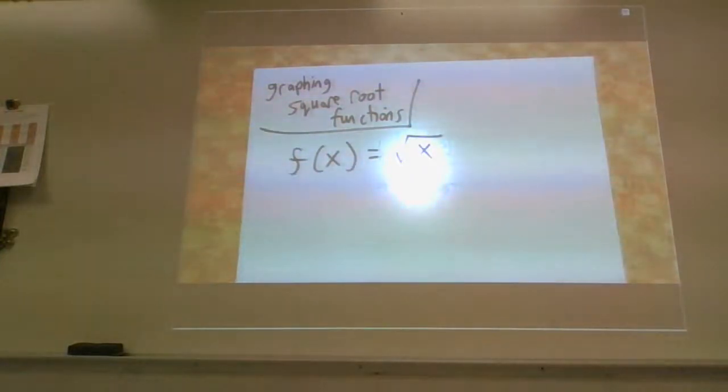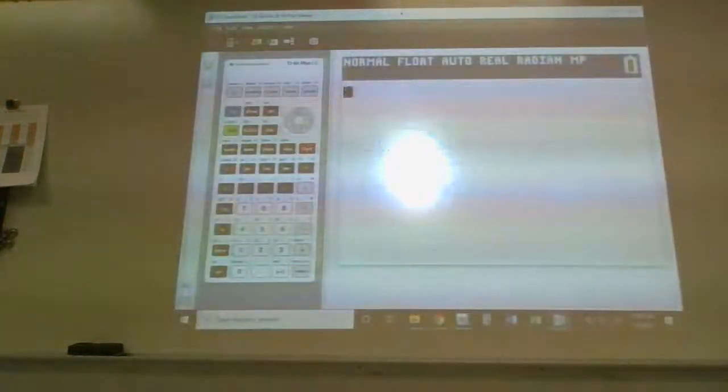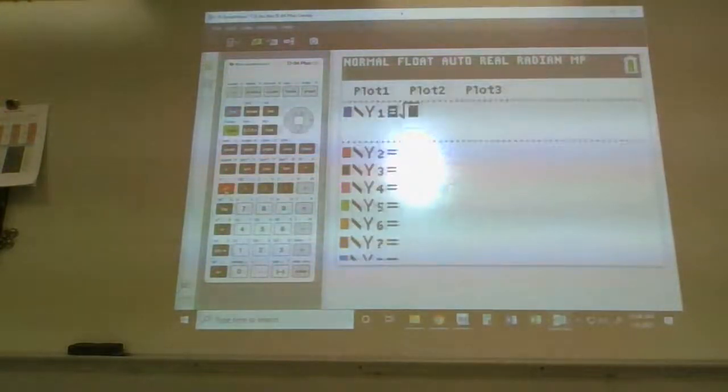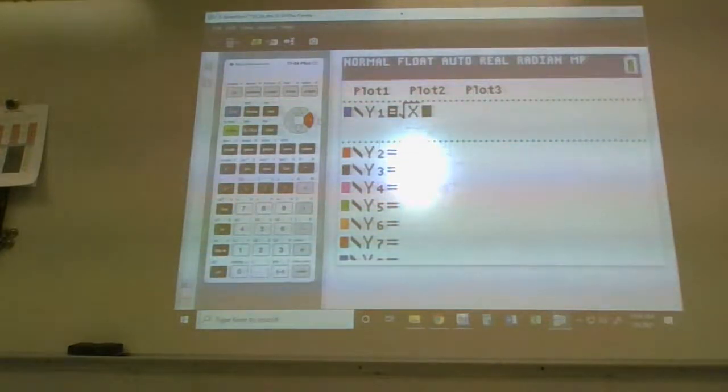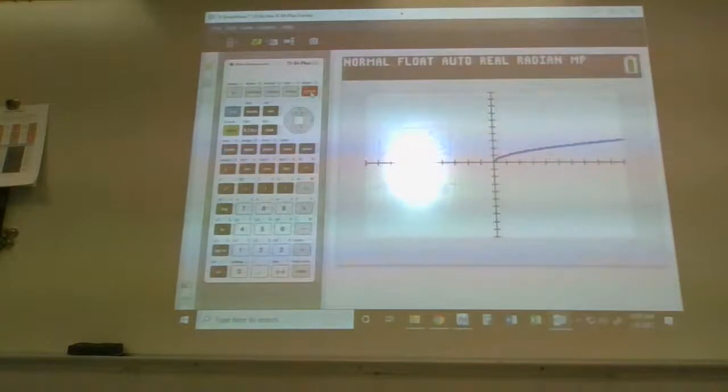Now, I'm going to flip over to my calculator in a moment just to show you what this looks like and what the table of values actually gets you, which is nice. Now, I put the square root of x into my calculator. I need you to see, number one, what it looks like, and number two, what the table of values actually shows you. Graph.